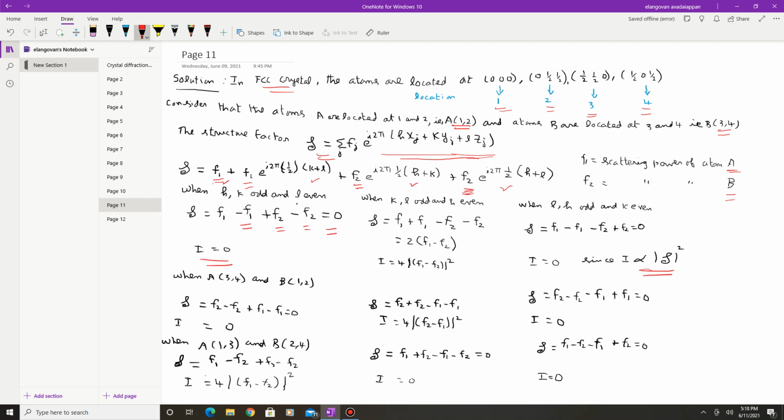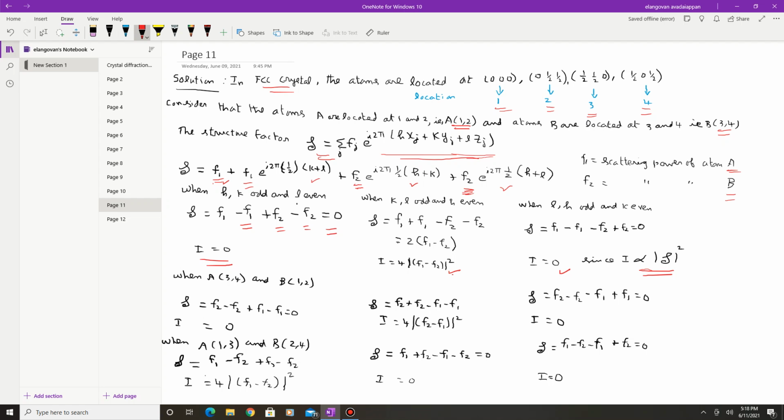And suppose K and L are odd and H is even, then the structure factor becomes F1 plus F1 minus F2 minus F2. Then the structure factor is 2 times (F1 minus F2), so the intensity is maximum here. So atom A is at locations 1 and 2, and atom B is at locations 3 and 4. For different possible values of H, K, L, you will find that in one case the intensity is 0, in another case the intensity is maximum.